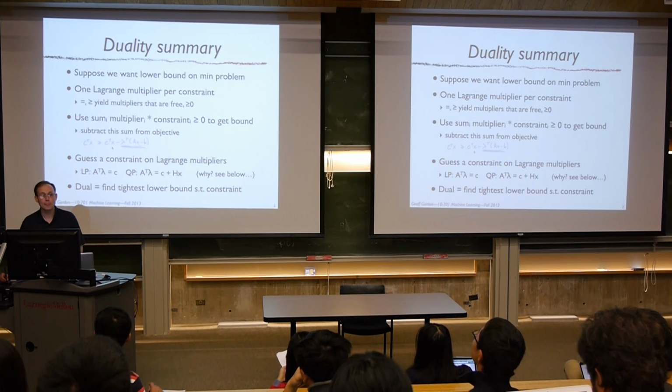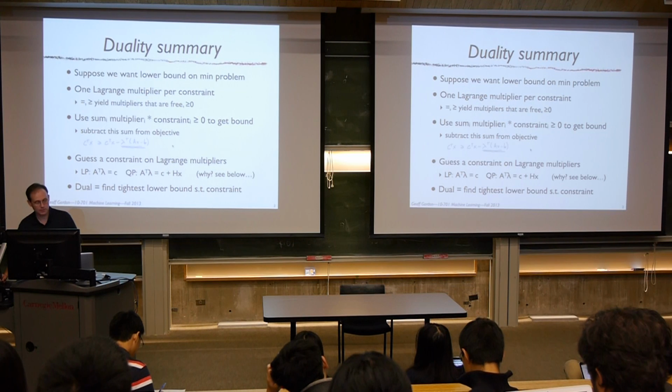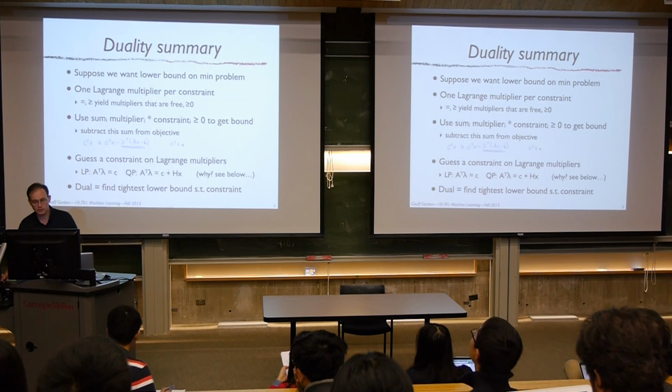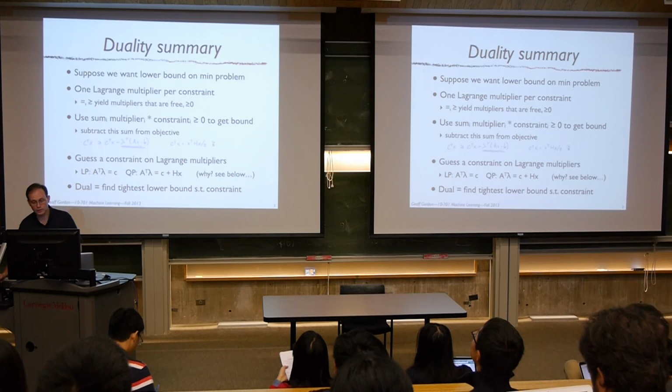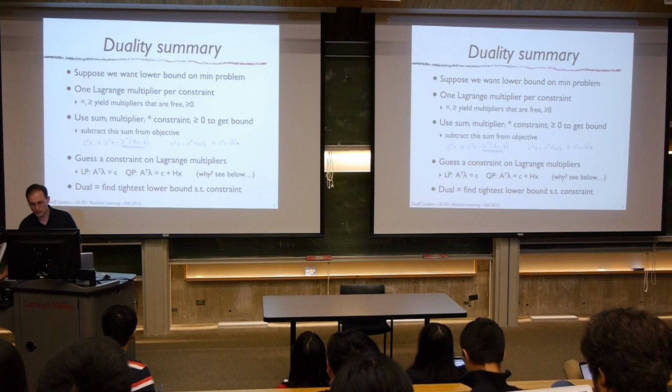Right? And then we did the same thing for a quadratic program. In that case, the objective was c transpose x plus x transpose Hx over 2, right? And that was greater than or equal to c transpose x plus x transpose Hx over 2 minus lambda transpose (Ax minus b), right?